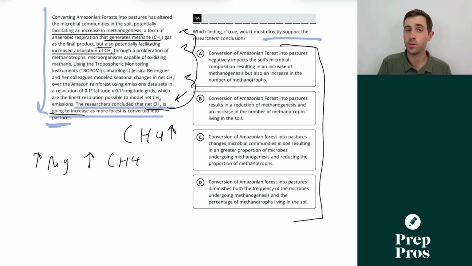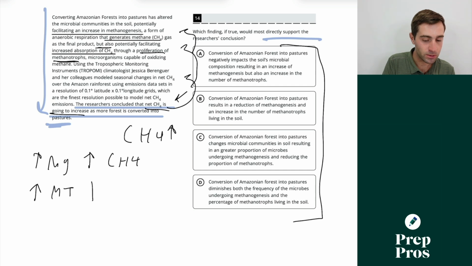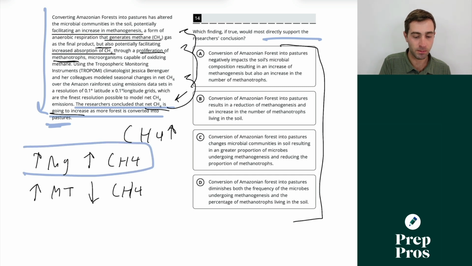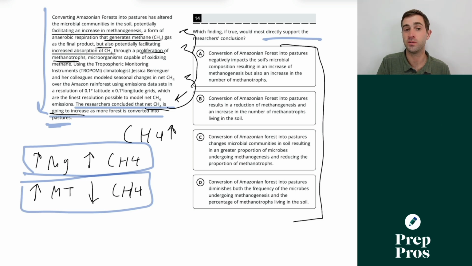So if we're absorbing it, we're going to be taking it away through a proliferation of methanotrophs. So if we have more methanotrophs, we are going to get less CH4. So if we want to show an increase of CH4, we want more methanogenesis and we want fewer methanotrophs, because more of those is going to reduce the CH4. And if we're able to unpack that, we can work through our answer choices and find our correct answer. This is why I recommend using scratch paper on reading for these difficult passages, because you can really break them down a lot more efficiently.